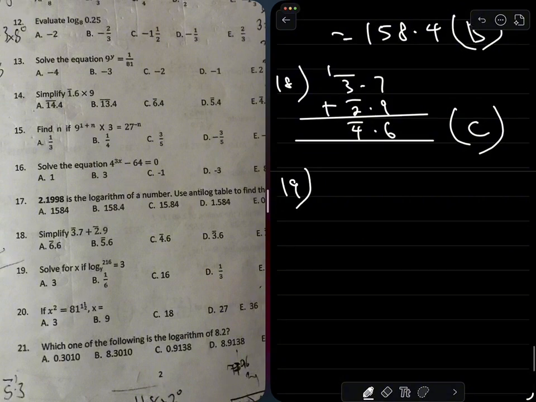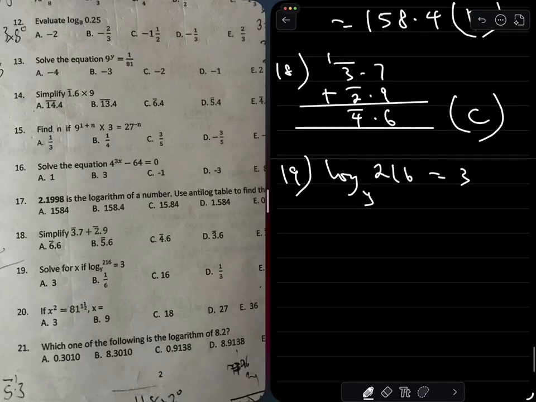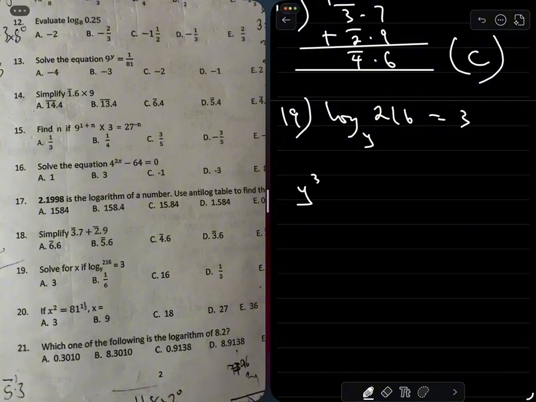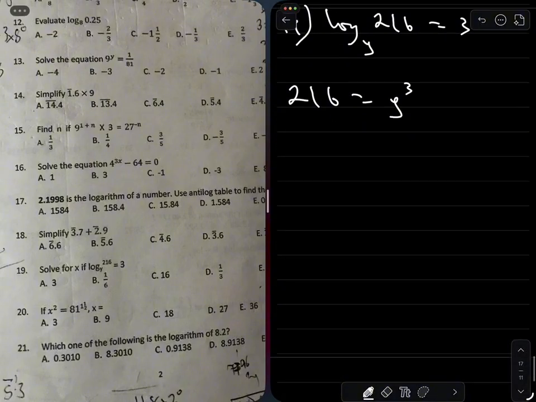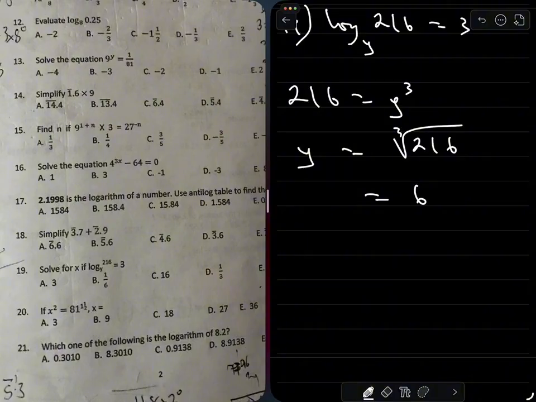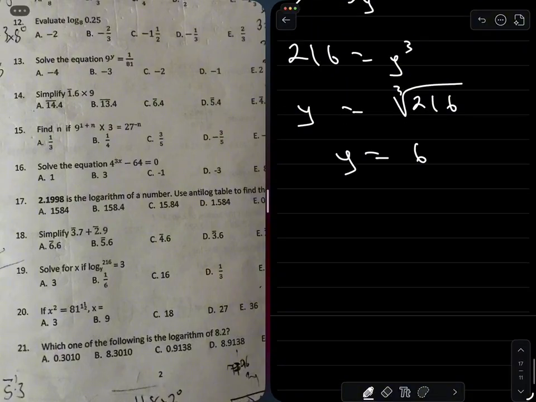We go to number 19. Solve for y if log of 216 base y equals 3. First of all, that means y raised to power 3 equals 216. Exactly. So you find the cube root of both sides. The cube root of y cube is y, equals the cube root of 216. The cube root of 216 is 6, because 6 times 6 times 6 is 216.